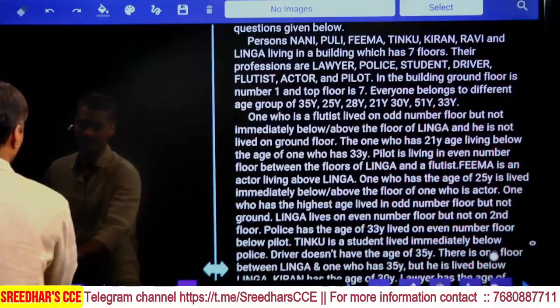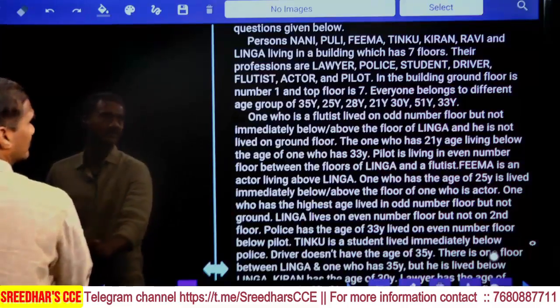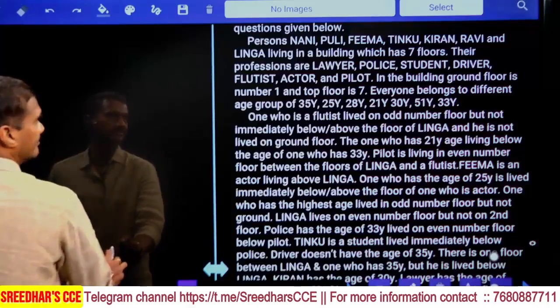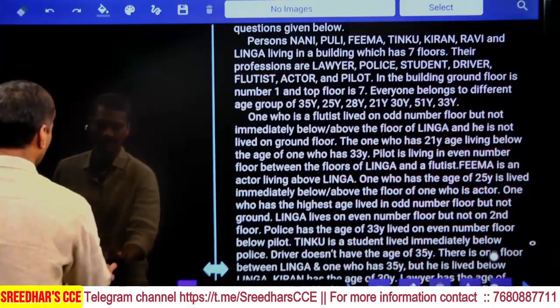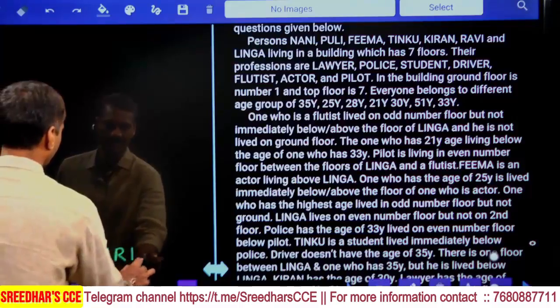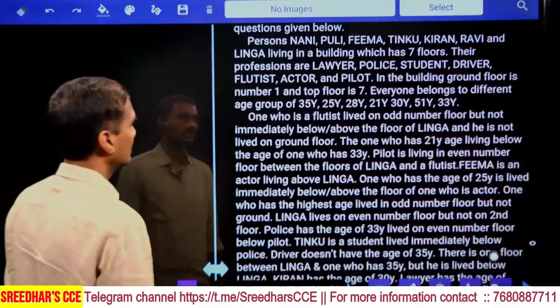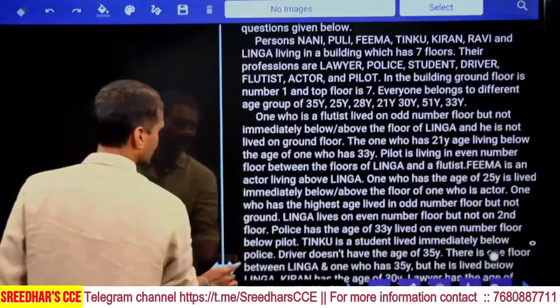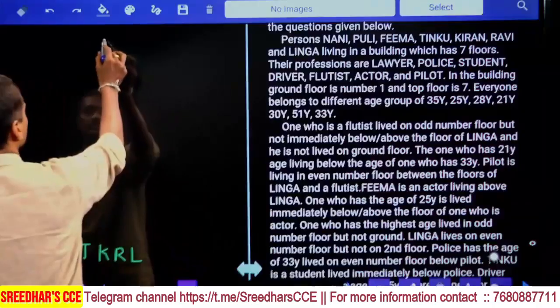Nani, Puli, Fima, Tinku, Kiran, Ravi, Linga: N, P, F, T, K, R, L. These are the 7 persons we have. These 7 persons are staying on 7 different floors.